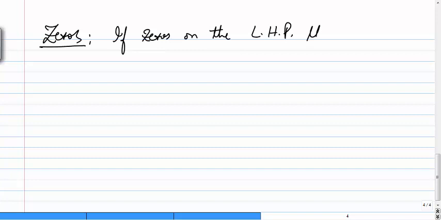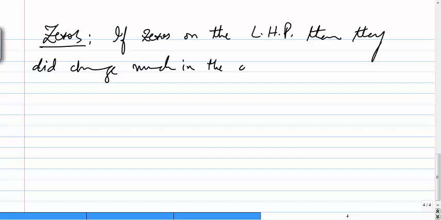Now the next thing is zeros. How do zeros behave? There are actually two types. One is if zeros are on the left half plane, then they don't change much in the overall shape of the response.